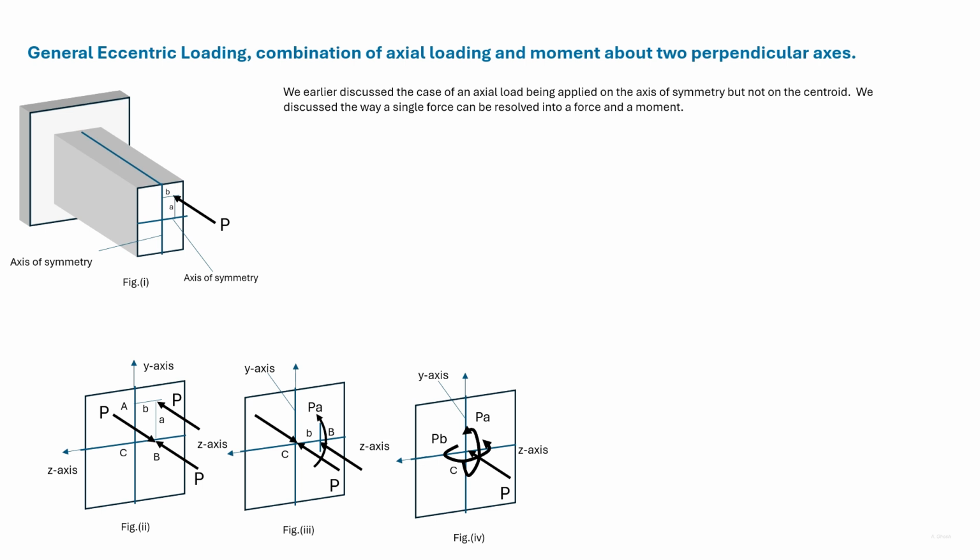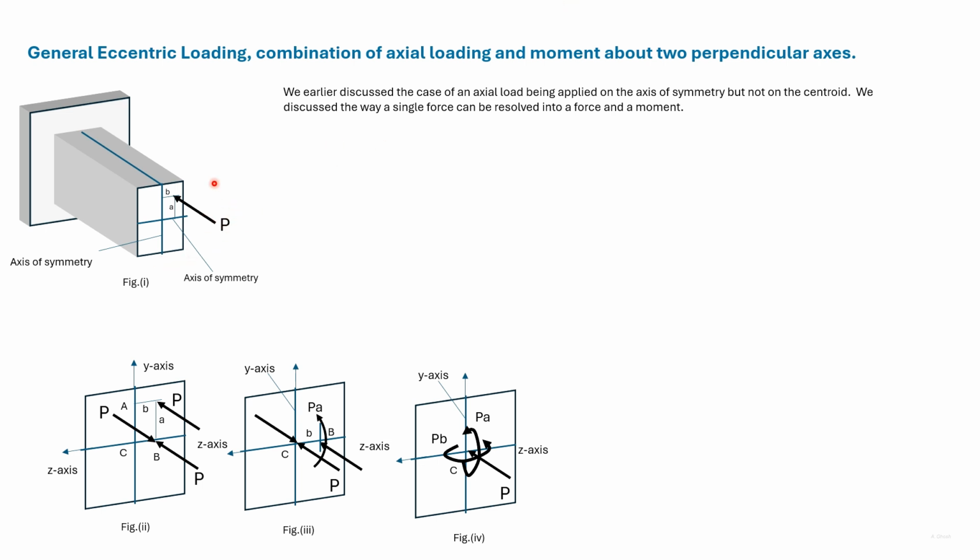It will be shown later on that such loading can be seen as equivalent to an axial load and moment about two perpendicular axes. We earlier considered an eccentric load applied on the vertical axis of symmetry. It was shown that such load is equivalent to an axial load acting on the centroid and a moment.